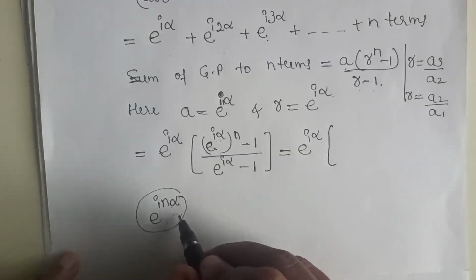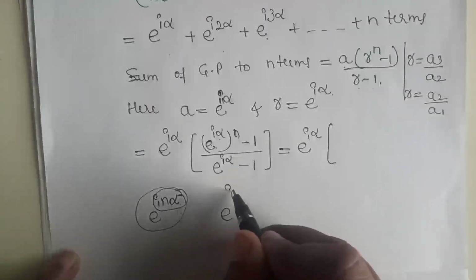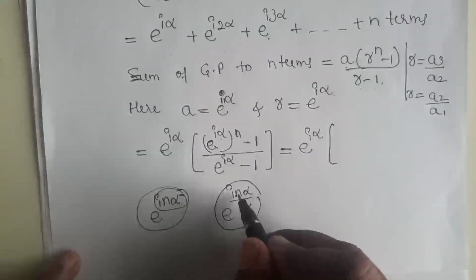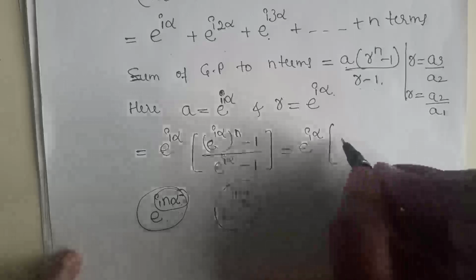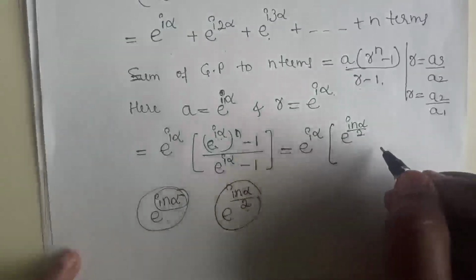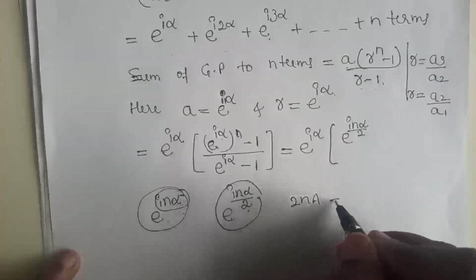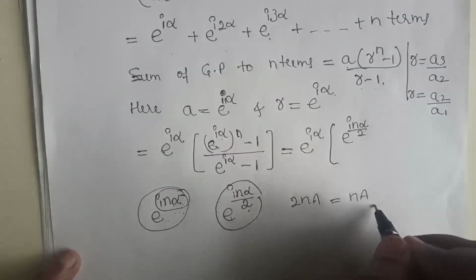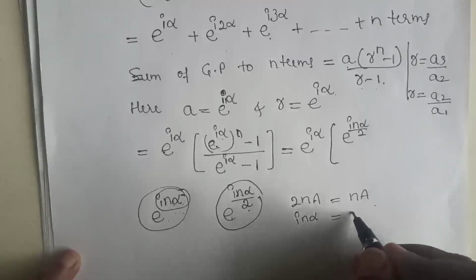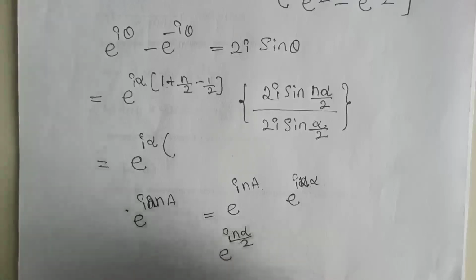Here we have to take half of this one. So that is e power i n alpha divided by 2 as a common. In the last class we had 2n alpha, therefore there we took n alpha as a common, but here we have e raised to i n alpha, so half of this one is e raised to i n alpha divided by 2 as a common.